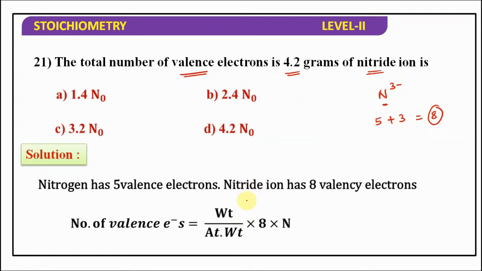So now the total number of valence electrons is weight by atomic weight into 8 into Avogadro number. N, N0, Na, anything can be taken. So weight they gave 4.2. Atomic weight is 14, that is constant, as you know. Okay, 14 into 8 into Avogadro number. Yes or no? That will give you 2.4 Na or 2.4 N0. Anything can be taken. Is it clear? So option B is the correct answer.